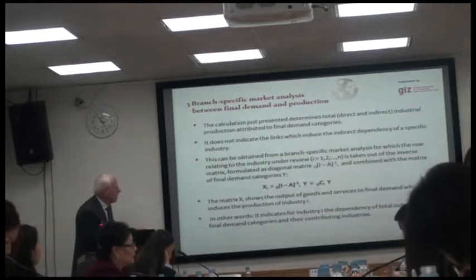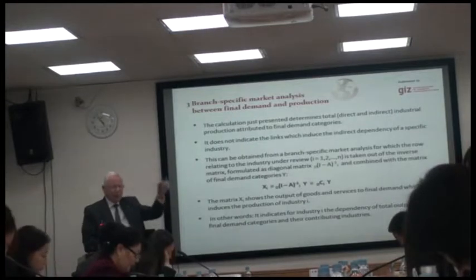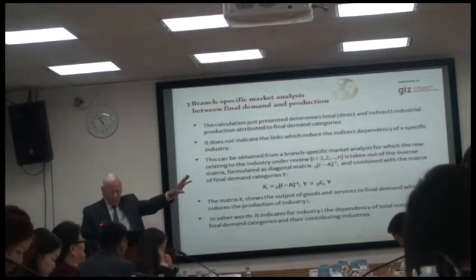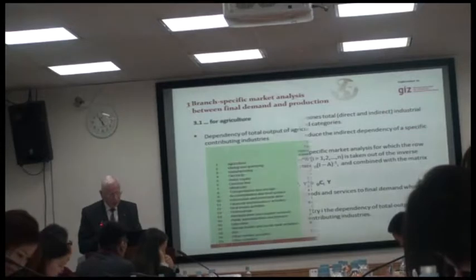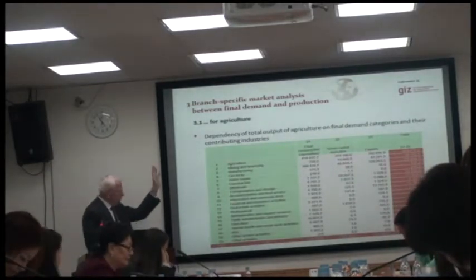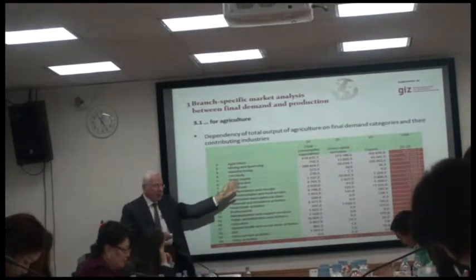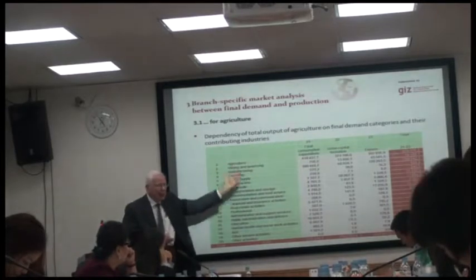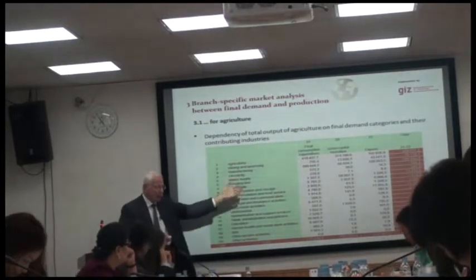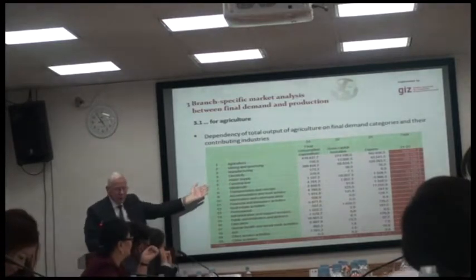In other words, it indicates for industry i the dependency of total output on final demand categories and their contributing industries. Let's now take from our inverse matrix from the last lecture the first row. We write it as a diagonal matrix. We have a 20 by 20 matrix. Only in the diagonal are elements, all the others are 0. And we multiply it with our final demand and we get this result.